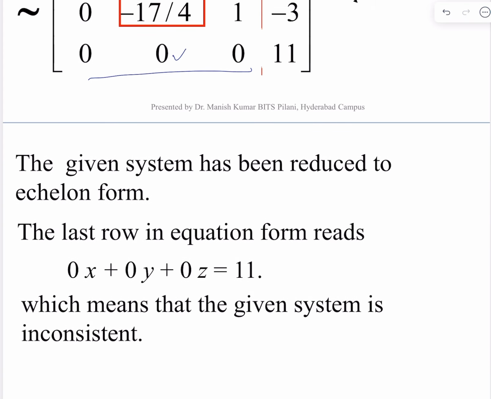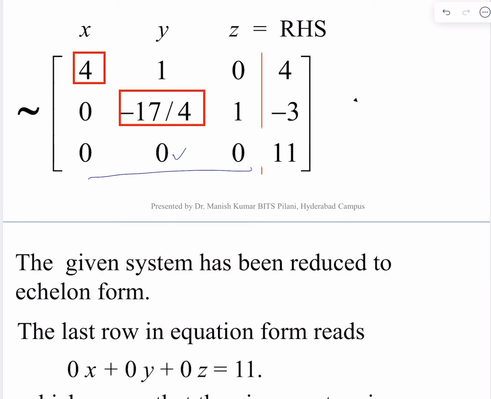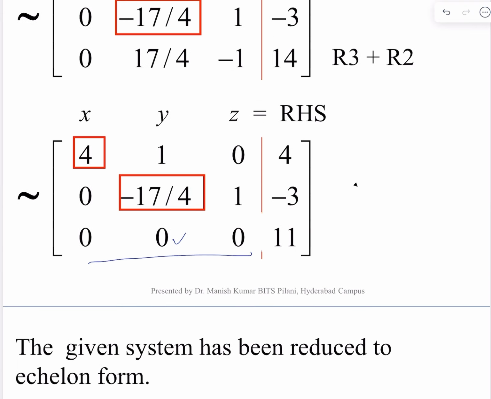So what does it mean? The system does not have any solution, which is called inconsistent. This system is inconsistent because if you see, 0 times x plus 0 times y plus 0 times z is equal to 0, equal to the right hand side, 11. So 0 cannot be equal to 11. Hence, this system is inconsistent.